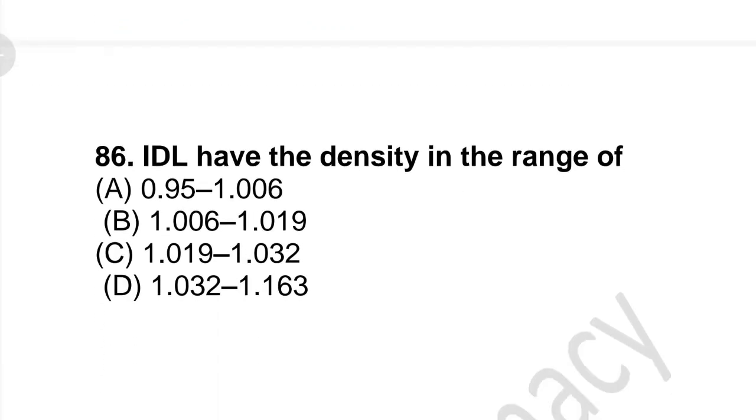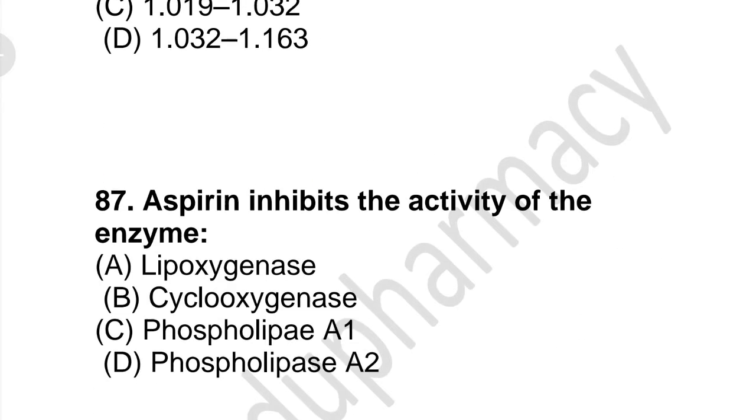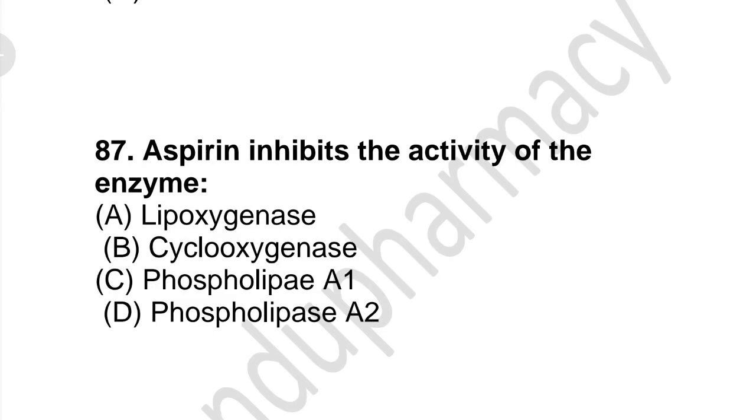IDL have the density in the range of option B, 1.006 to 1.019. Aspirin inhibits the activity of the enzyme option A lipoxygenase, option B cyclooxygenase, option C phospholipase A1, option D phospholipase A2. Right answer is option B.